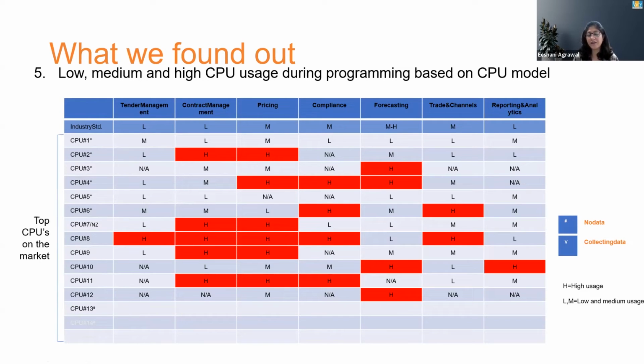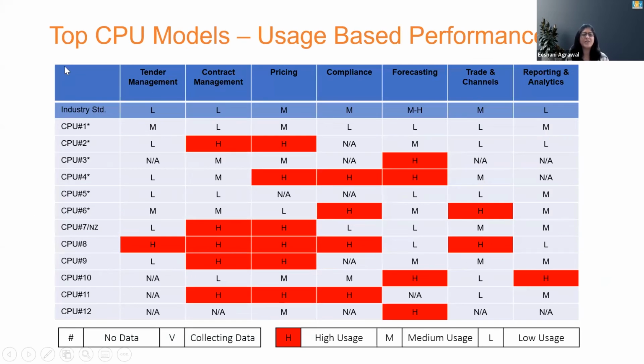So you can change the colors. It's not a picture, it's a table. So you can change the color, you can resize it and all those things. So I said top CPU models, usage-based performance. I even reduced the text on the top.